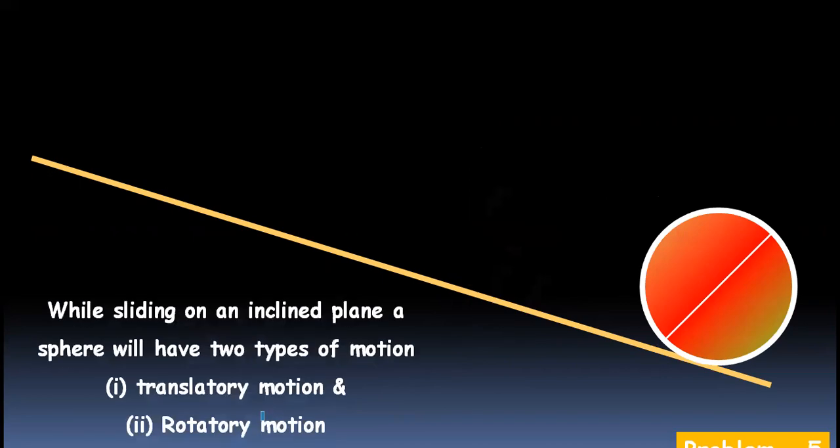When a sphere slides over an inclined plane, it will have two types of motion. One is translatory motion. It's moving from one place to another place on the inclined plane along a straight line. That's what we mean by translatory motion. As well as it possesses rotatory motion also.